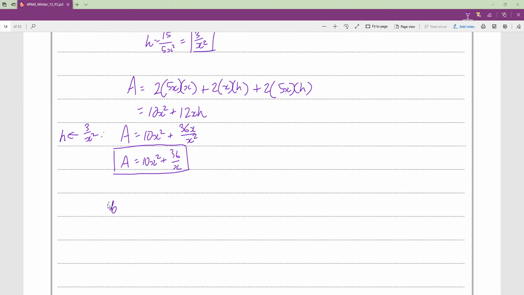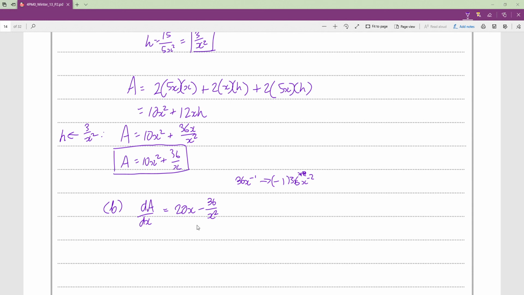So, to justify something, we'll deal with that later, but you need to use the second derivative. So let's find the first derivative. dA by dx is 20x minus 36 over x squared. By using the power rule, 36 to the negative 1 goes to minus 1 times 36 to the negative 2. That's what I've just done in my head, 36x to the negative 2.